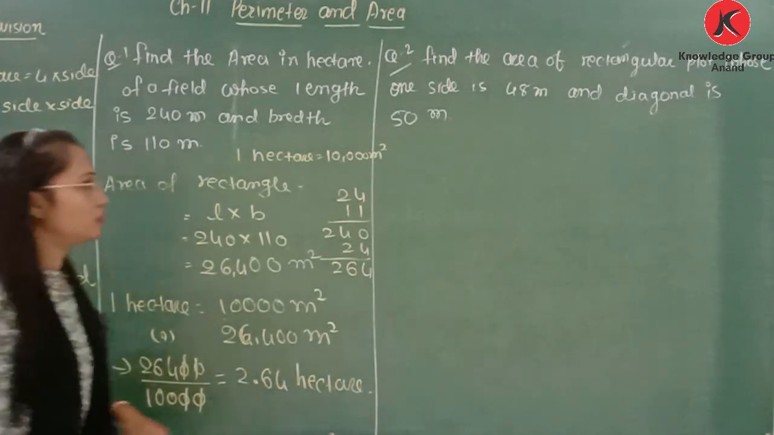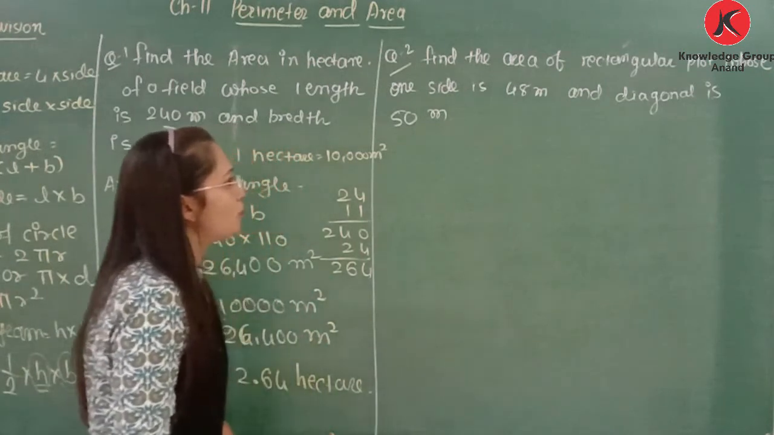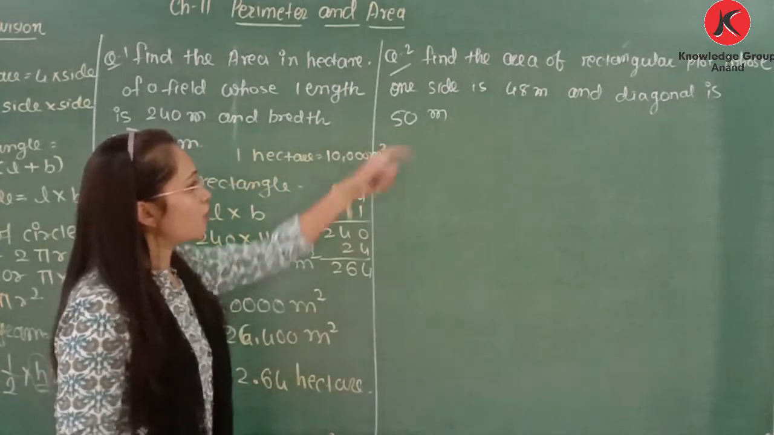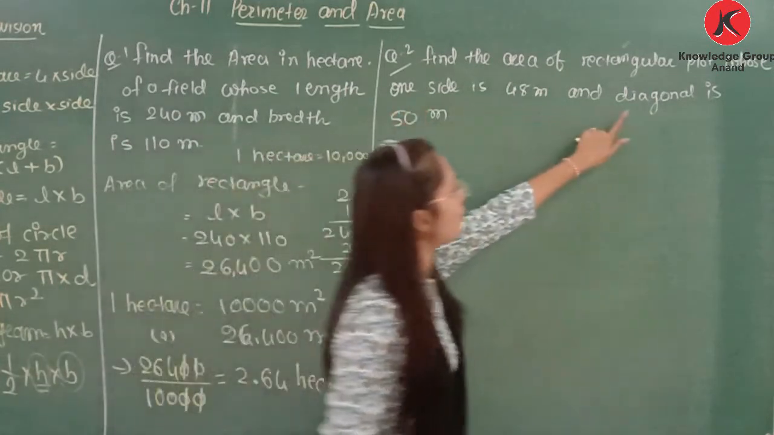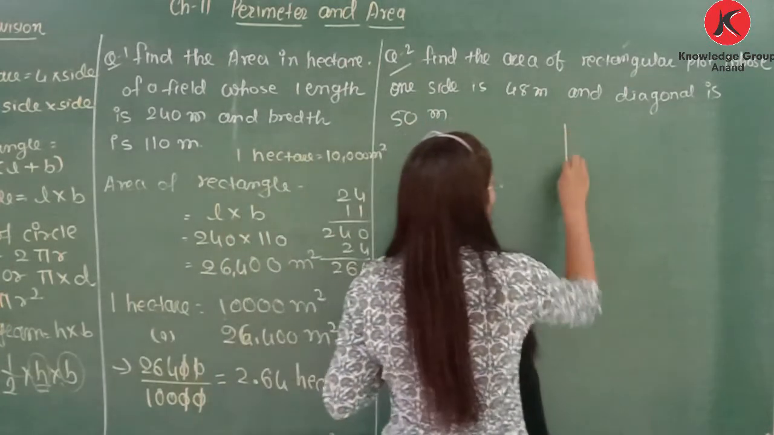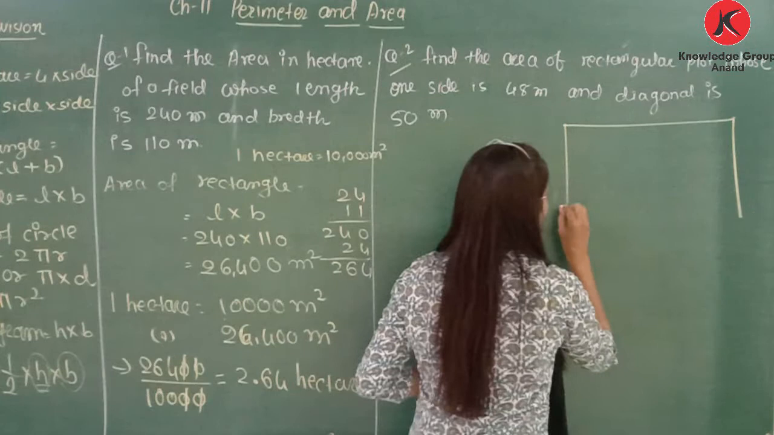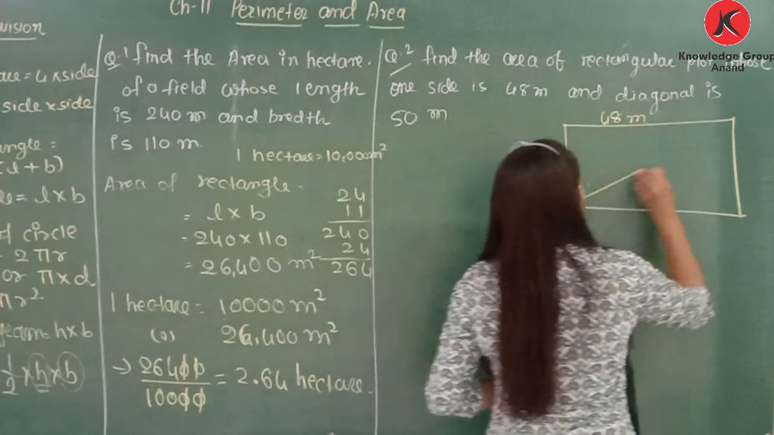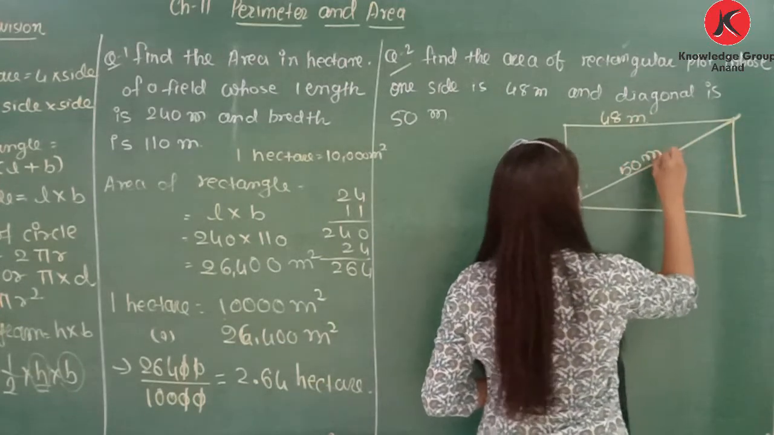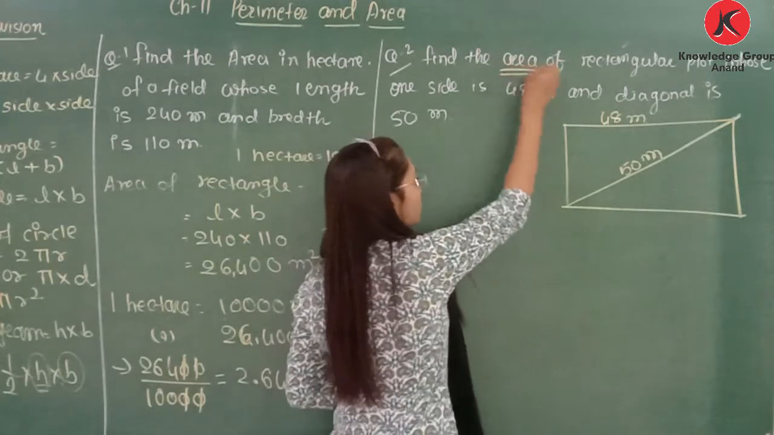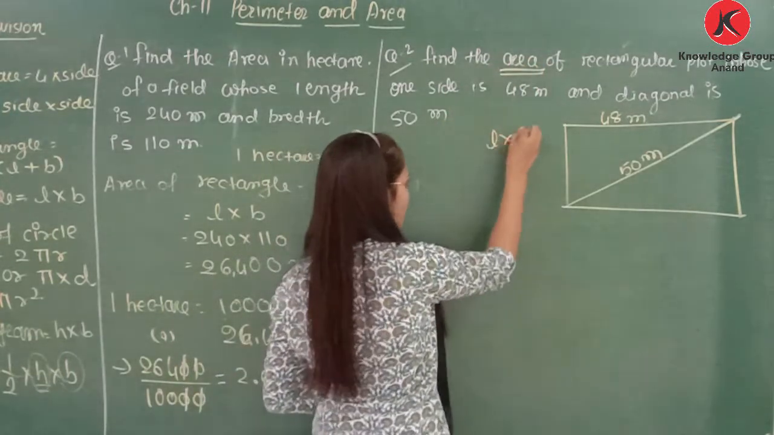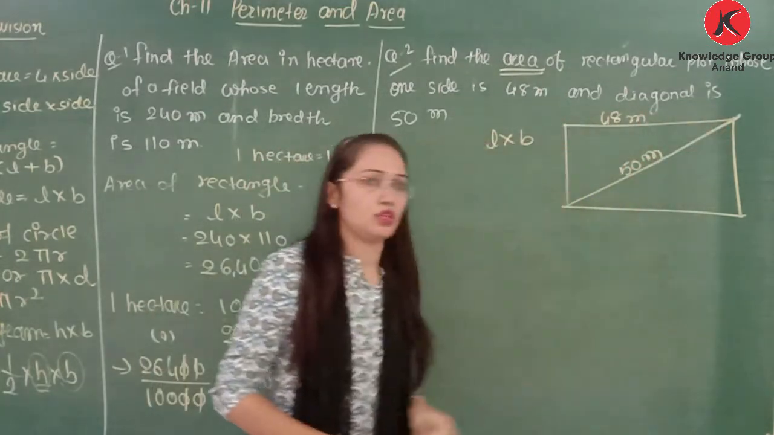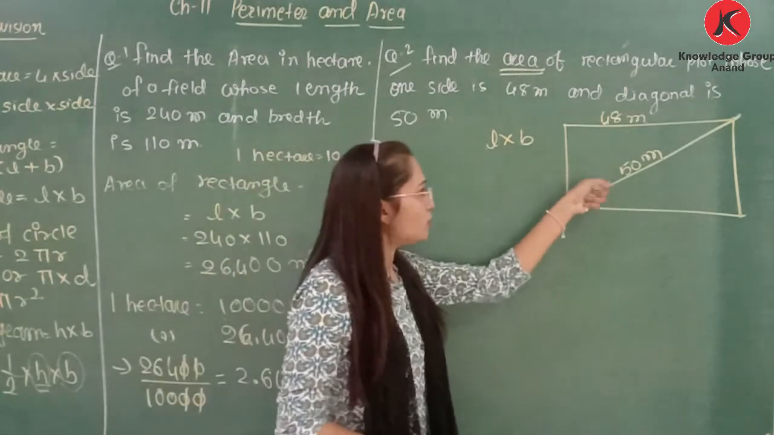Clear? Now next one. Find the area of a rectangular plot whose one side is 48 meter and diagonal is 50 meter. Now you can see it is a rectangle and the diagonal is given, 50 meter. So if we draw a rectangle in which one side is 48 meter, this diagonal is given as 50 meter. So to find the area, what is the equation? That is L multiplied by B. It means we need length and breadth. But here one side is not given. So using the diagonal we can find this length.